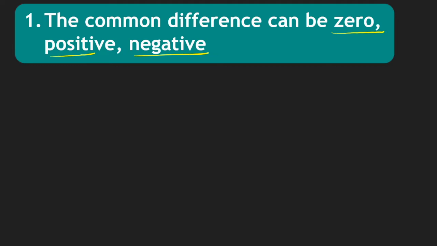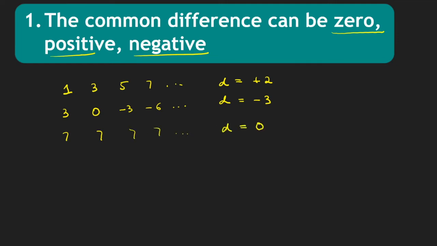So we can have an example as 1, 3, 5, 7, and so forth, where here the common difference is plus 2. Then we can have another sequence where we have 3, 0, minus 3, minus 6, and so forth, where our common difference is minus 3. And we can also have another sequence, right? Here we can have 7, 7, 7, and 7, where the common difference is 0.